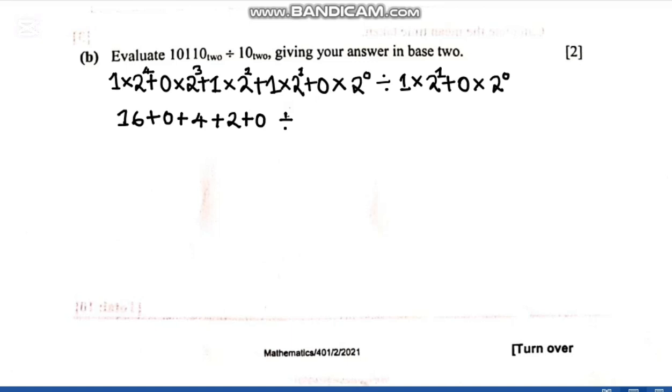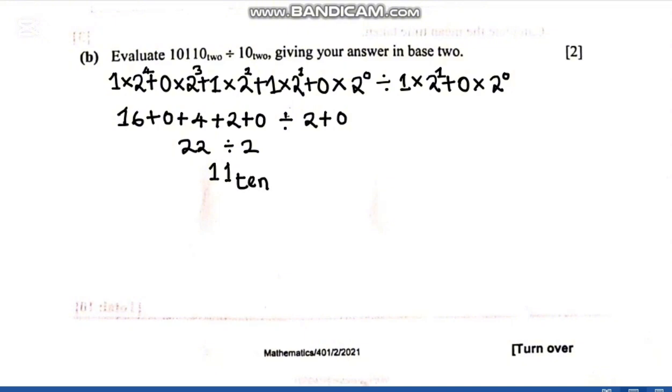1 times 2 to the power 1: 2 to the power 1 is 2, times 1 gives 2, plus 0 times 2 to the power 0: 2 to the power 0 is 1, times 0 gives 0. So from the first addition, we get 16 plus 0 plus 4 plus 2 plus 0, which gives 22. The divisor is 2 plus 0, which is 2. Then 22 divided by 2 gives 11. So this 11 is in base 10.